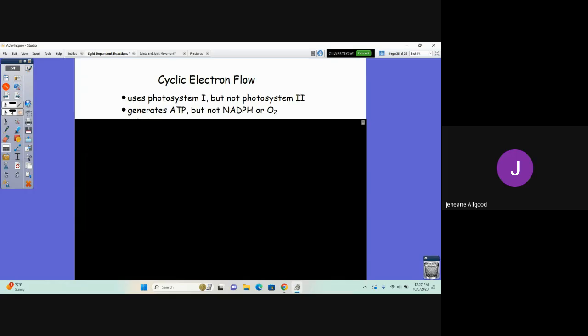So cyclic electron flow is going to involve photosystem 1, but not photosystem 2. It is a way to generate extra ATP, but it will not make any additional NADPH or O2.